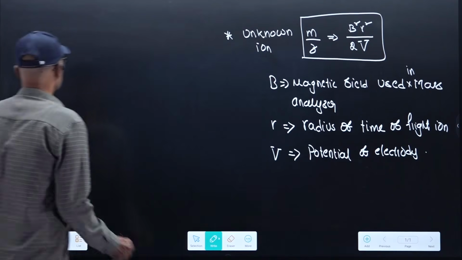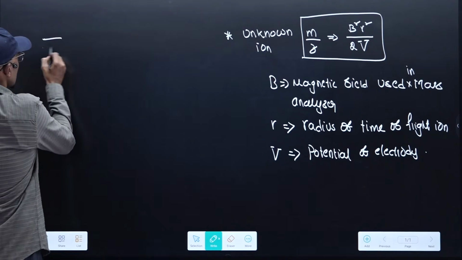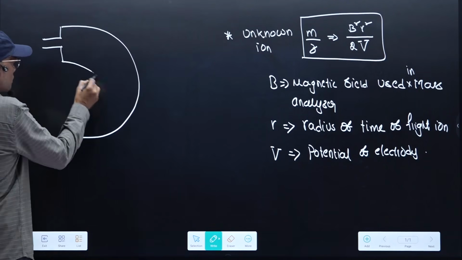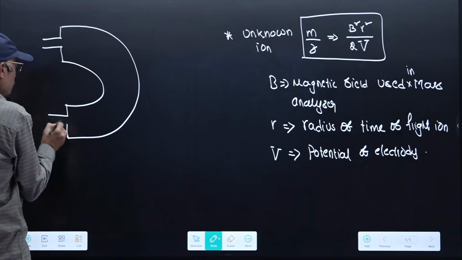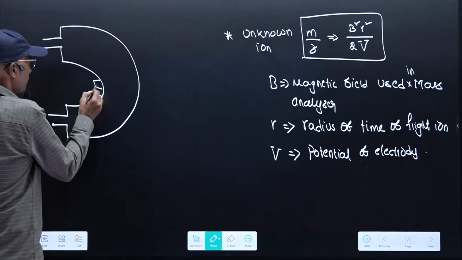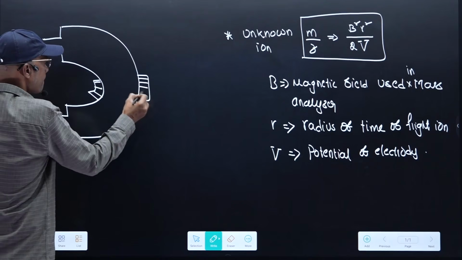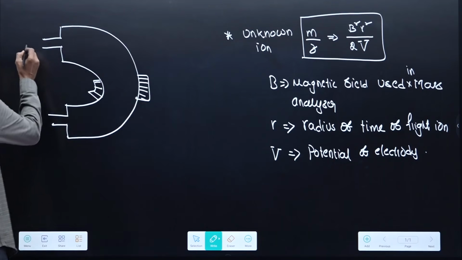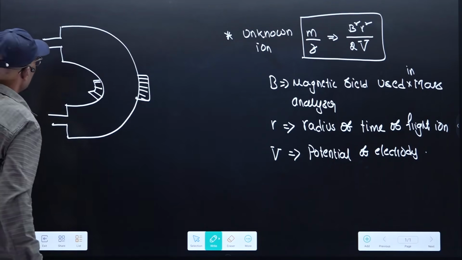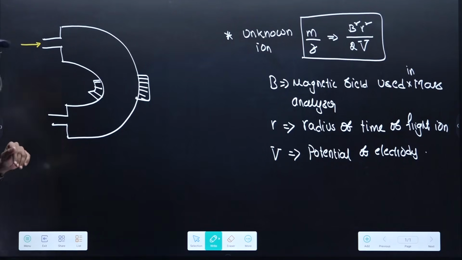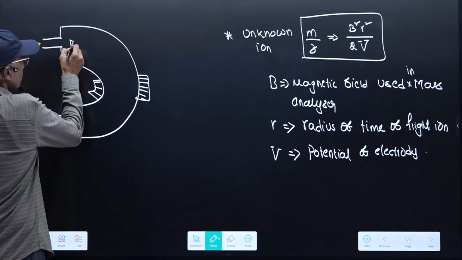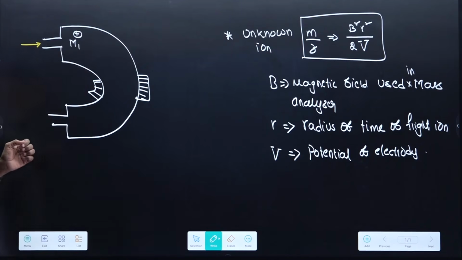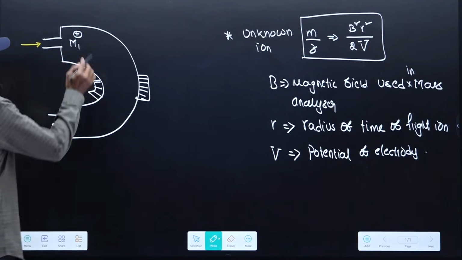Now see this. So this is a mass analyzer. Now I am defining what is a metastable ion and trying to identify the difference between a metastable ion and a simple ion. This is the inlet where ions are coming from the ionic chamber. Suppose the ion is M1, an ion whose charge is M plus.